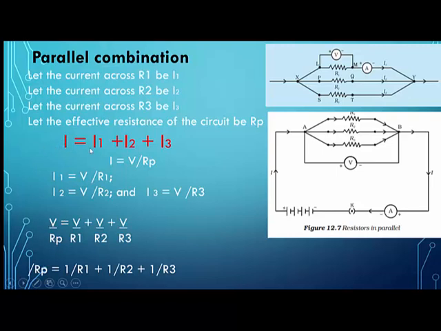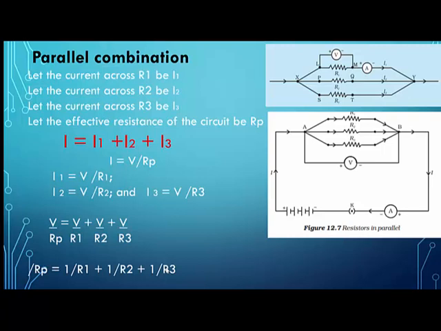Resistance in parallel. What is I1? I1 is V upon R1. What is I2? V upon R2. Similarly, what is I3? V upon R3. So what can you do? You can cancel the common term. Which is the common term on both sides? V is the common term. If you cancel the common term, you will get 1 upon Rp is equal to 1 upon R1 plus 1 upon R2 plus 1 upon R3. This is the equivalent resistance when the resistances are connected in parallel.